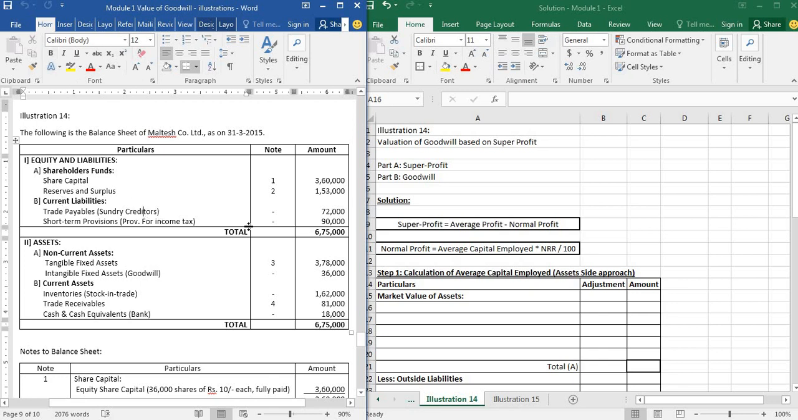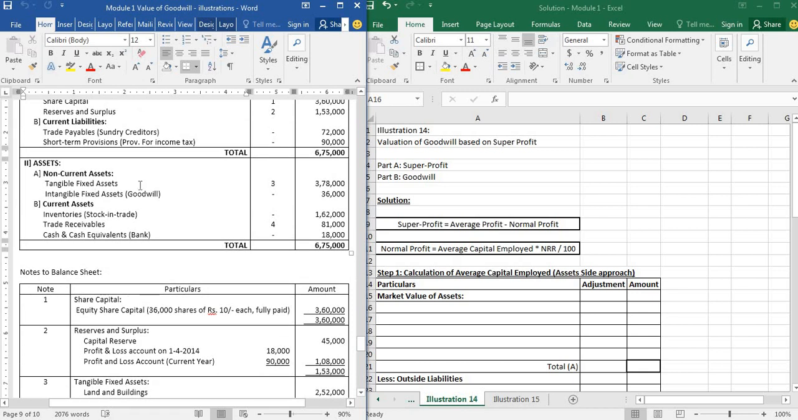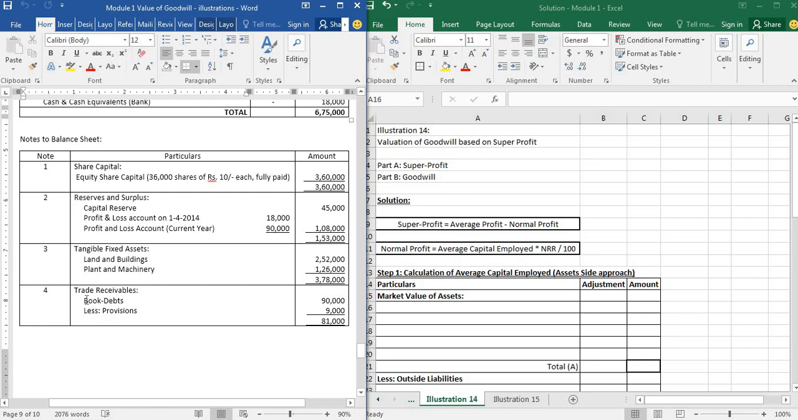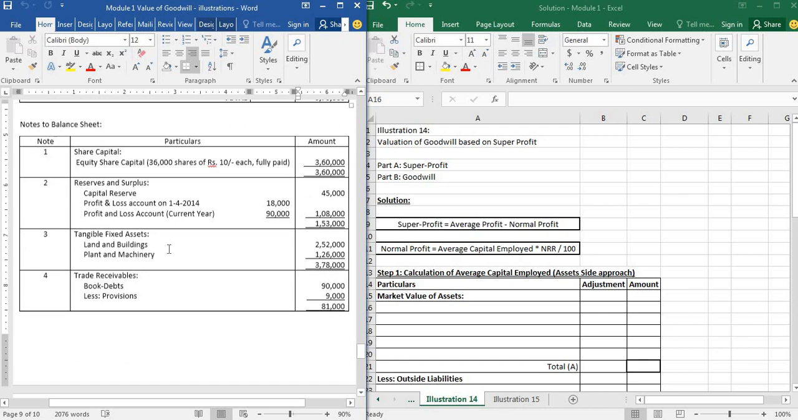Then they have given us current liabilities without working notes. So we have only two current liabilities, otherwise known as outside liabilities, that is sundry creditors and provision for income tax. Under assets, we have tangible fixed assets. We have a working note wherein we have land and building and plant and machinery. Then we have goodwill, which will not be considered for calculations. Then we have current assets, stock in trade. Then we have a working note for trade receivables, which is book debts, that is debtors less provisions. Then we have cash and cash equivalents, which is bank balance at 18,000. This is the balance sheet.